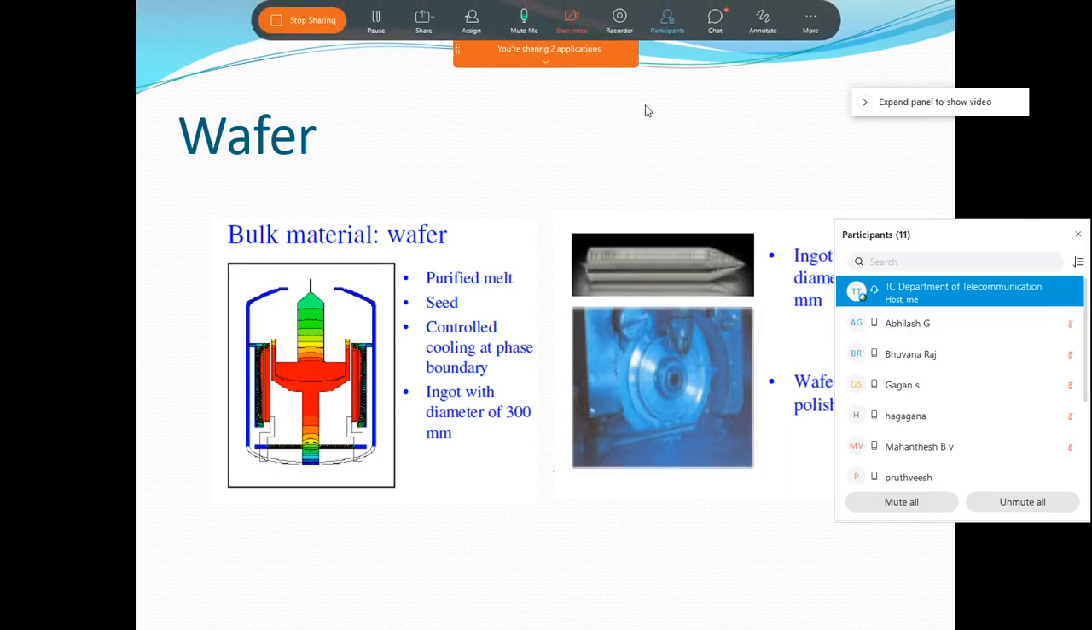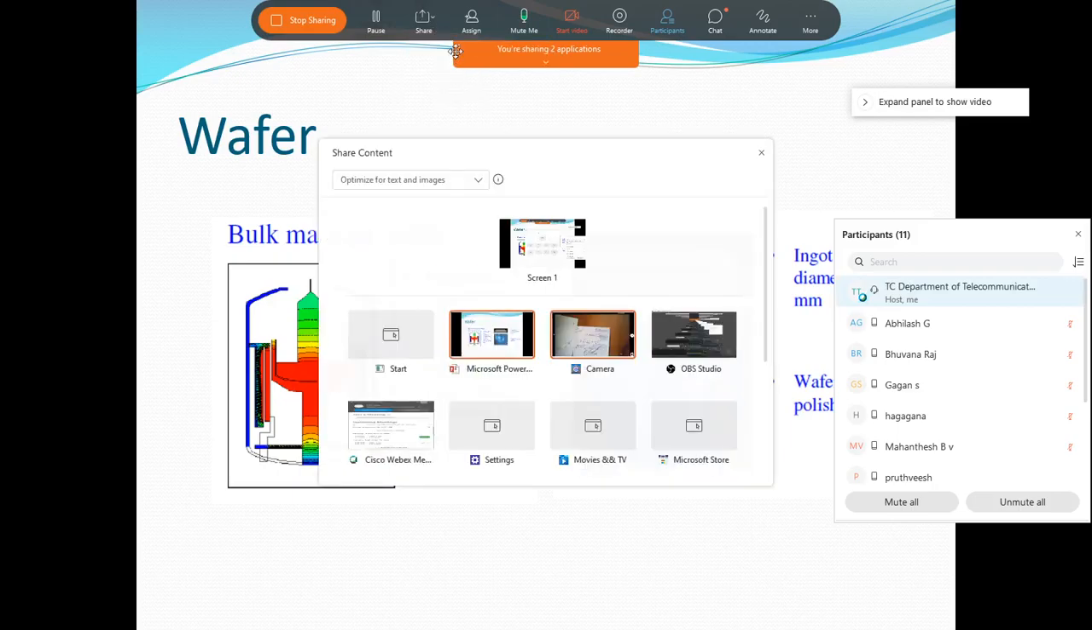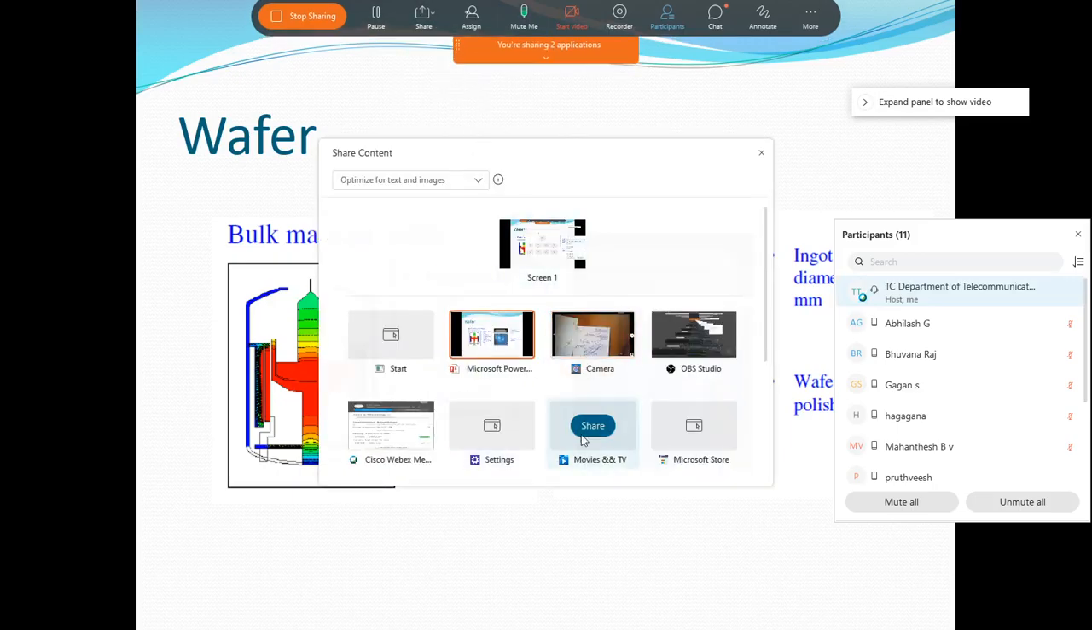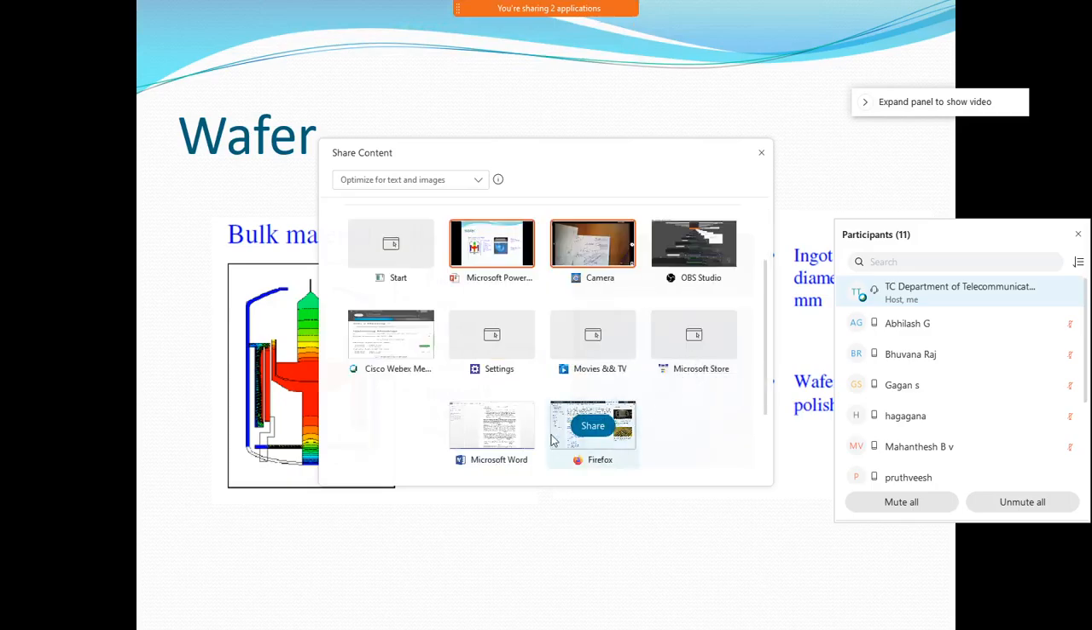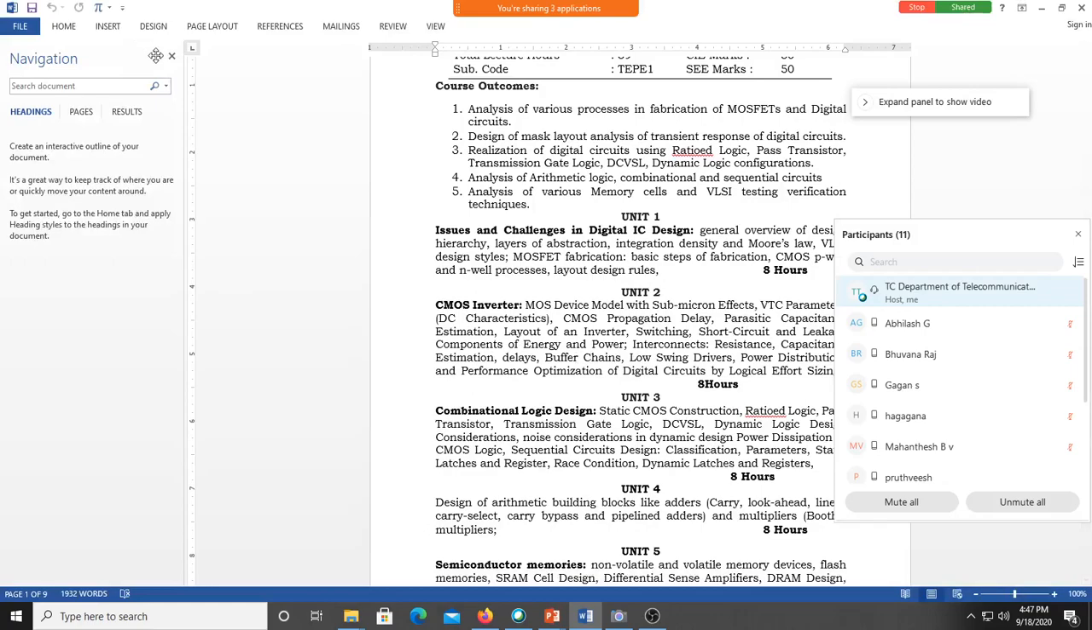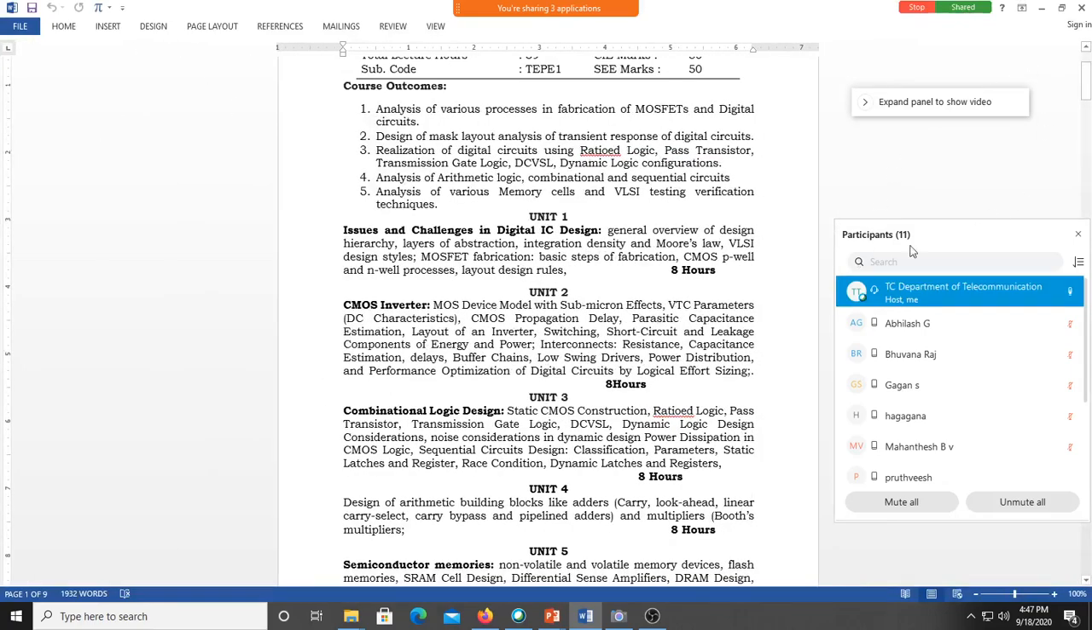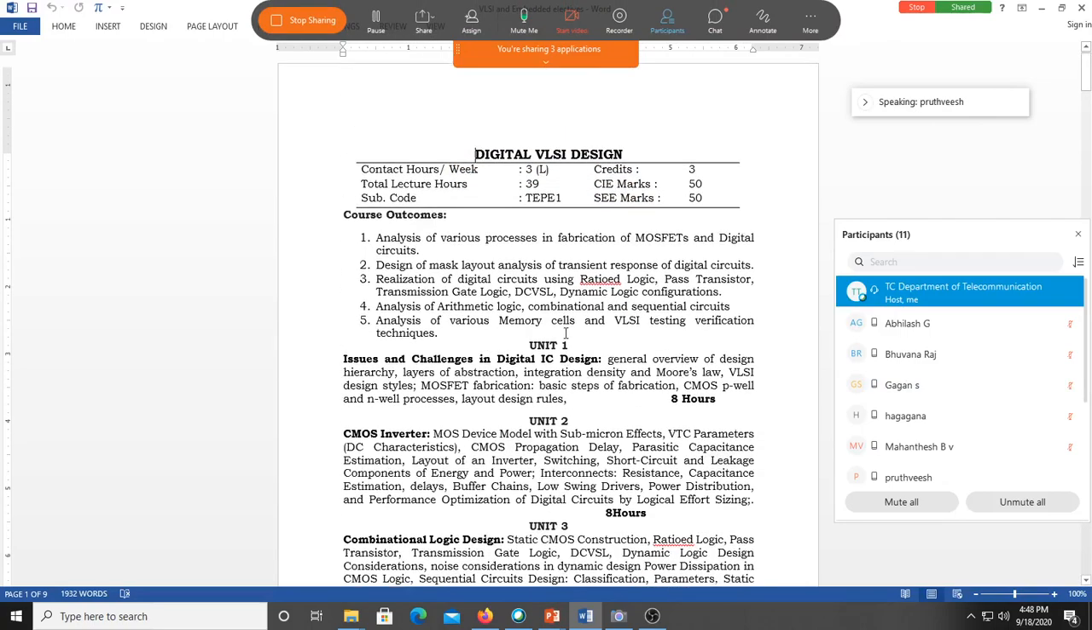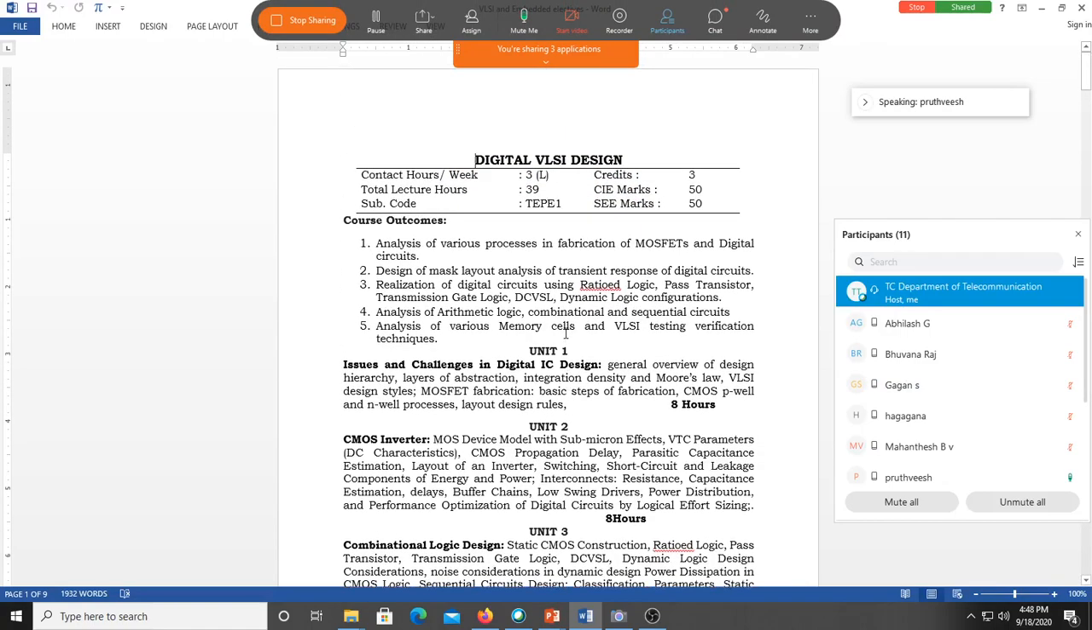Coming to the exact syllabus, I don't have much time now. Since I started 5 minutes late, let me take not more than 1 more minute to show you. Okay, can you see this now? No, sir. Ah, sir, now it is visible. Yes, sir. I'll share it in the group.